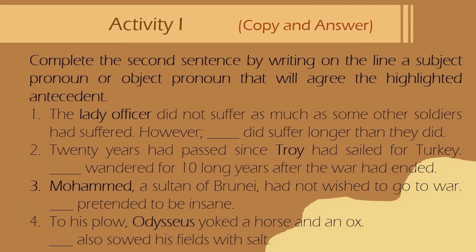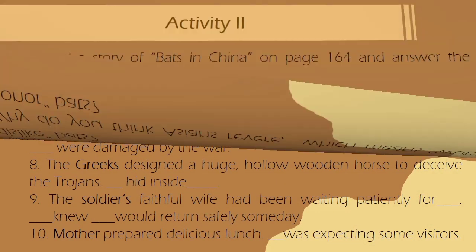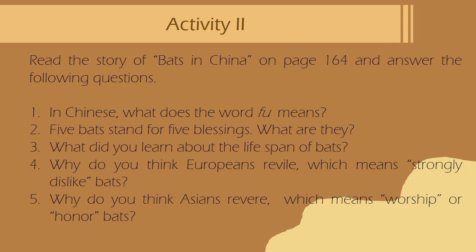For your activity, copy and answer on one whole sheet of paper. Complete the second sentence by writing on the line a subject pronoun or an object pronoun that will agree with the highlighted antecedent. Activity 2. Read the story of Bats in China on page 164 and answer the following questions.